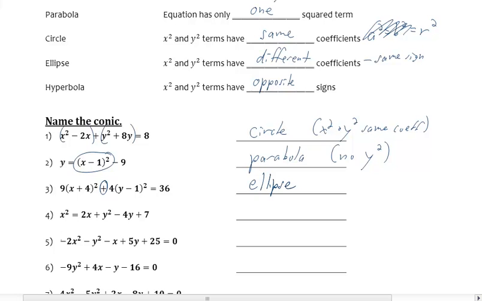For number 4, we want to get everything on the same side before we start to evaluate what kind of conic it is. So let's make that 0 equals 2x plus y squared minus 4y plus 7 minus x squared. And you have a y squared and you have minus x squared. Those opposite signs mean hyperbola.